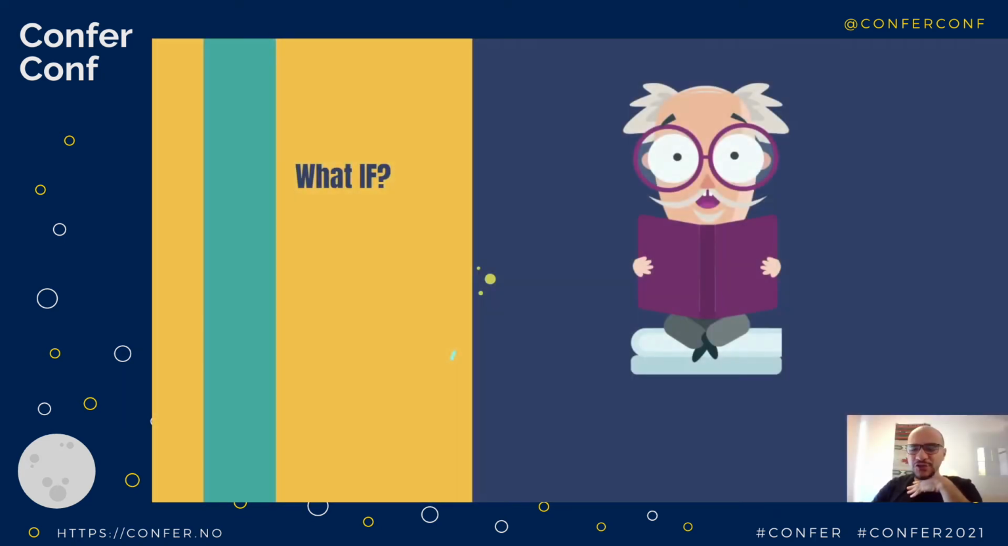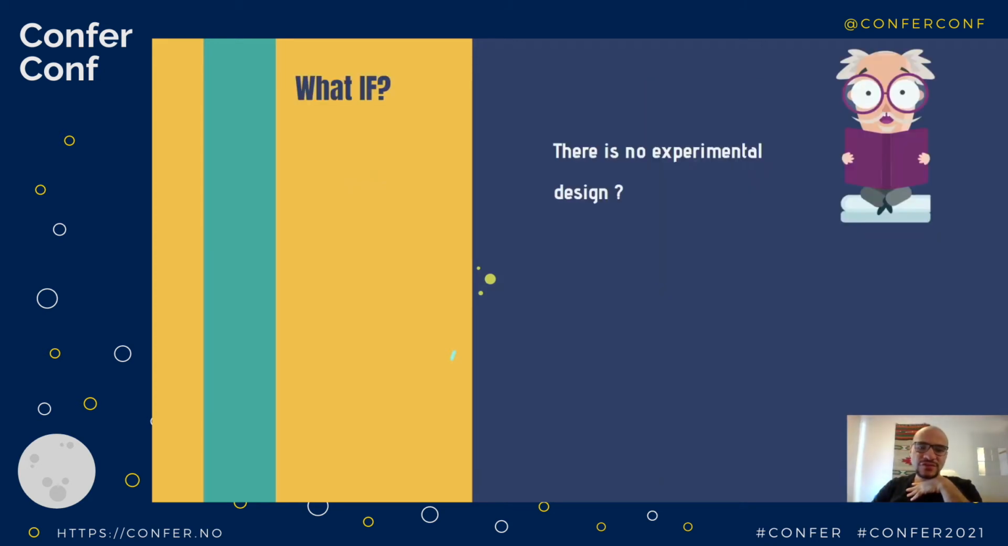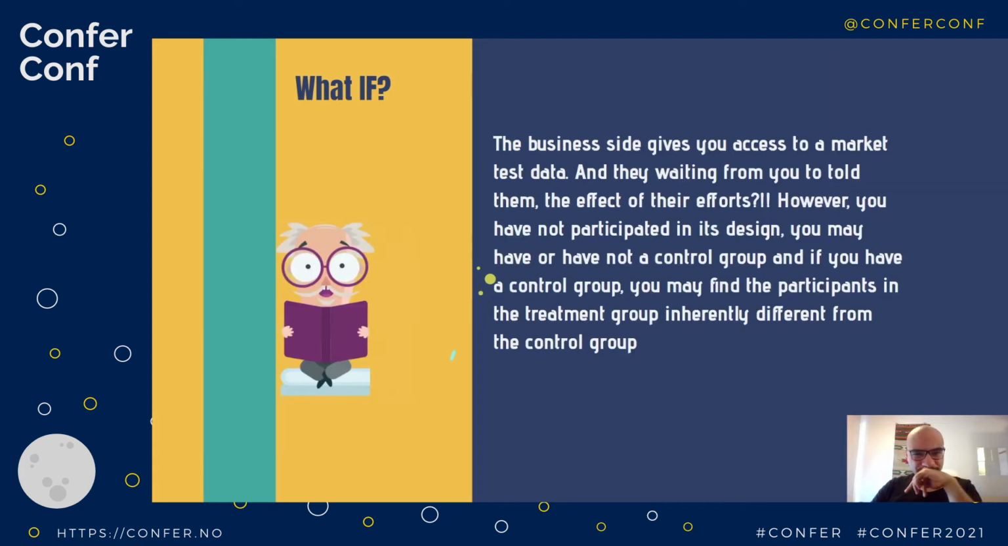What if you lack some of these fundamentals? Could you still try to find or establish a causal effect without the experimental design? Just assume that, for example, you work in a company as a data analyst or a data scientist, and the business side of the company gives you access to market test data, which they have already done. And they are waiting for you to tell them what the effect of their efforts was. It could be, for example, reducing the pricing, a new marketing campaign, or improving the current service.